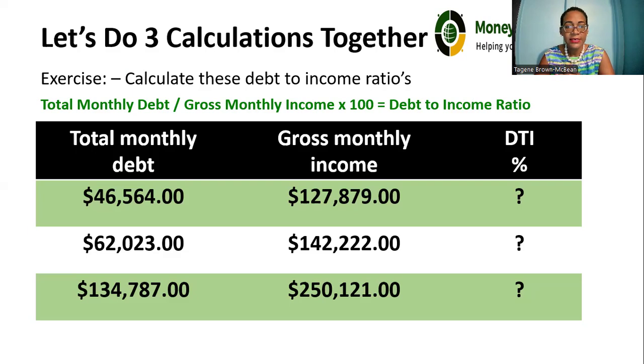All right, so number 3, total monthly debt of $134,787. You're going to divide that by the gross monthly income of $250,121, and then you're going to times 100. So this will be number 3, and you're going to write the percentage for number 3.